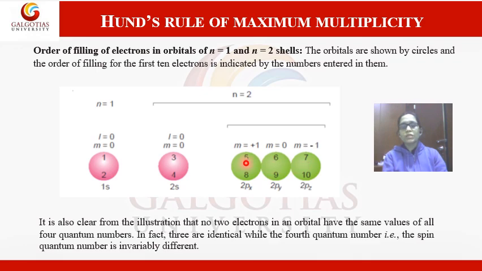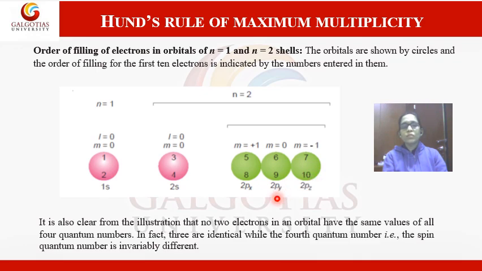First, each orbital will be singly filled. That means the 5th electron will go to the 2px orbital, the 6th electron will go to the 2py orbital, and the 7th electron will go to the 2pz orbital. Then pairing occurs. Each orbital will first be occupied with a single electron: the 5th electron goes to 2px, the 6th to 2py, and the 7th to 2pz.